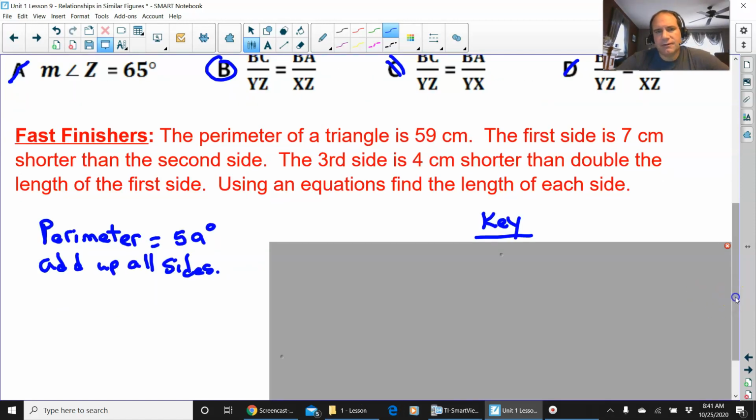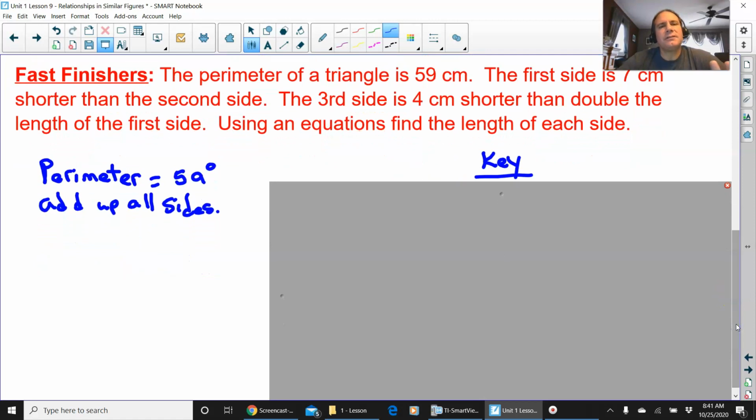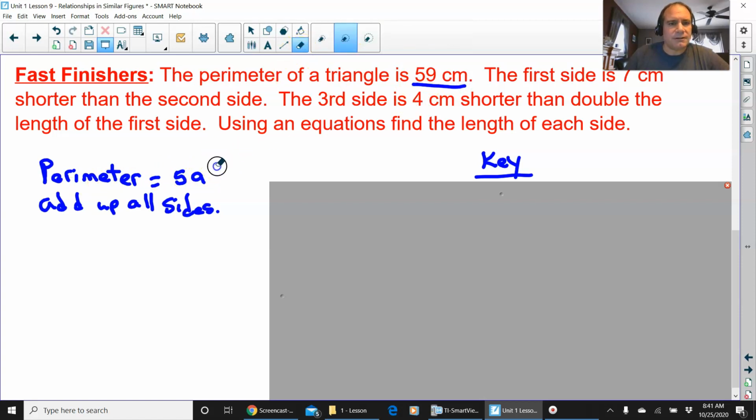So here's the fast finisher, and the fast finisher is kind of a difficult problem. So let's read. The perimeter of a triangle is 59 centimeters, and the first side is 7 centimeters shorter than the second side. The third side is 4 centimeters shorter than double the length of the first side. If you read all of this, it's very confusing, but the first thing I always thought of is perimeter equals 59 centimeters, and I said, wow, it's not 59 degrees. Still in angles. I said, wow, all right, so you add up all the sides, and that has to be equal to 59.